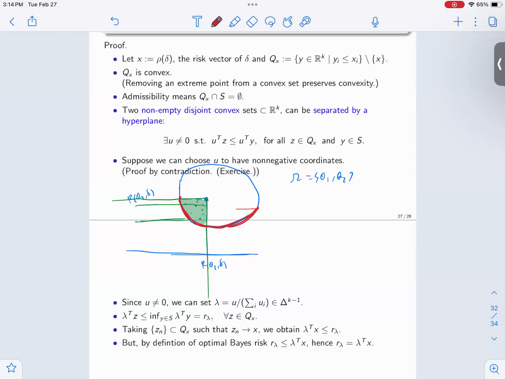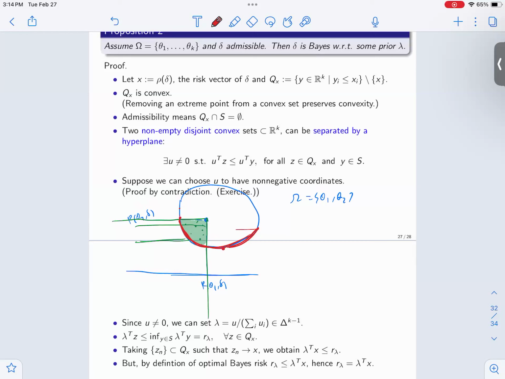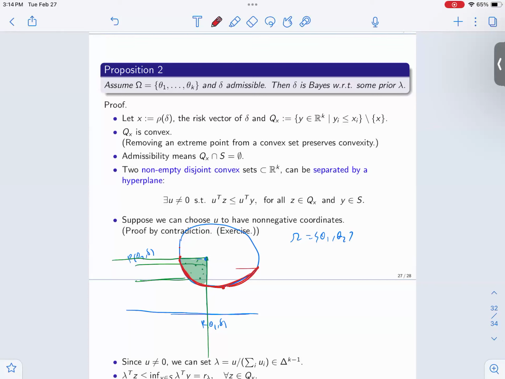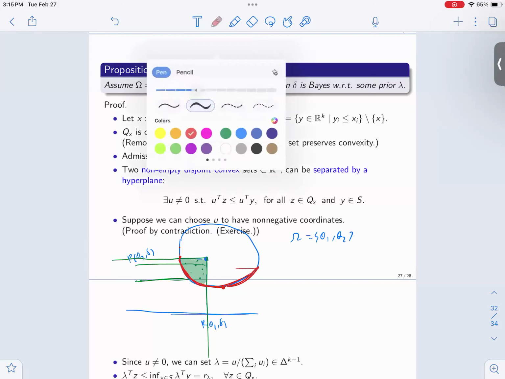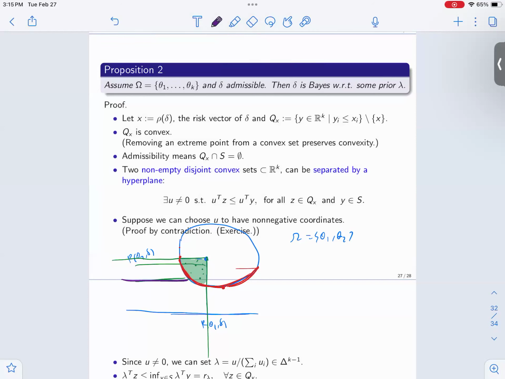So my claim now is that if you're admissible, then you're also a Bayes rule in this case. What it means is that all of these can be realized by some prior, as the optimal rule with respect to some prior. That's what I want to argue, and it's a very interesting argument in convex analysis. So suppose delta is admissible. Let's call x the risk of it, so maybe I'm looking at this point here. This is x, the risk of the admissible estimator.